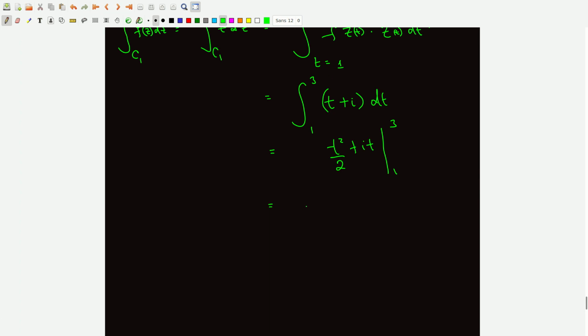So here, the upper limit, we have 9 over 2 plus 3i, then minus the lower limit, 1/2 minus i. So that is 9 over 2 minus 1/2, which is 4, and then 3i minus i should give us 2i. So we have 4 plus 2i.